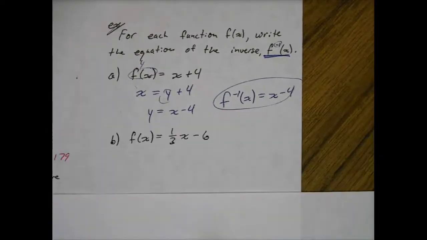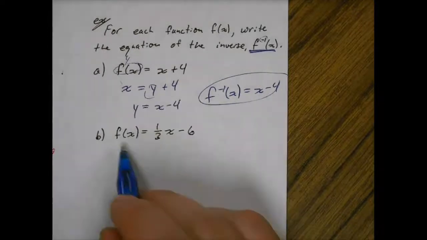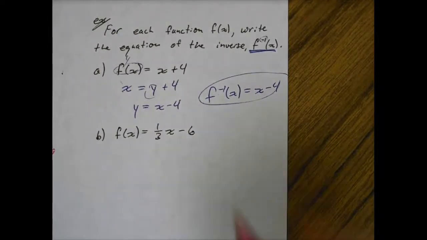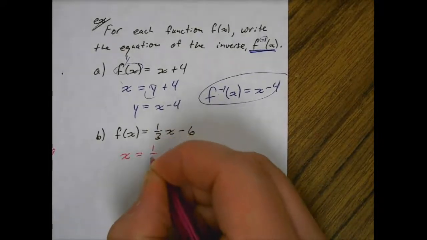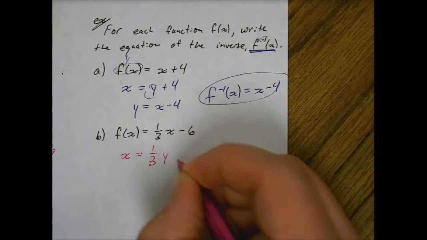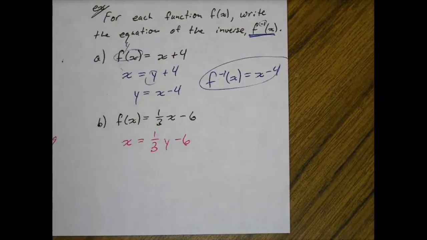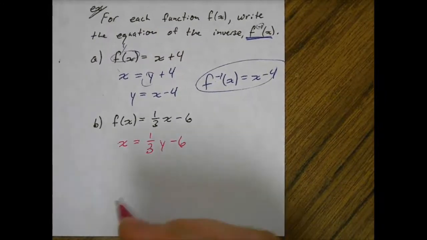All right, let's show you another one. For b here, we're given f of x equals 1/3 x minus 6. Again, you're not going to change anything other than switching the x and y exactly where they are to help you find the inverse. So x and y are switched exactly where they are. Now I'm just going to go about solving for y. I'll need to add 6 to the other side first.